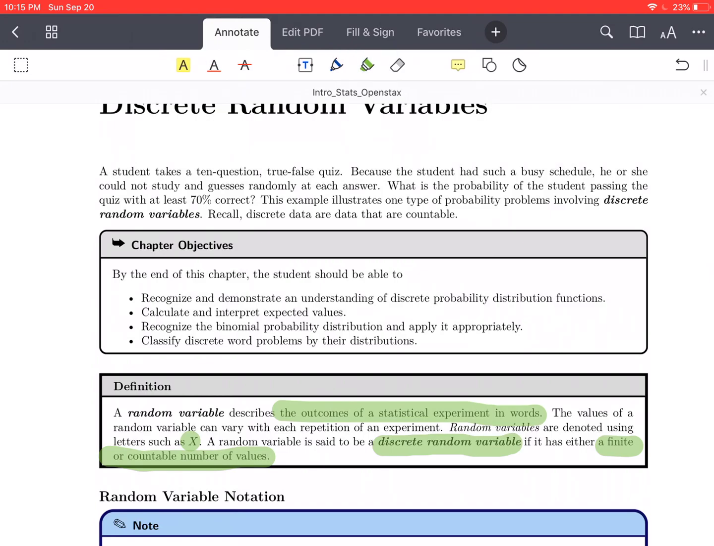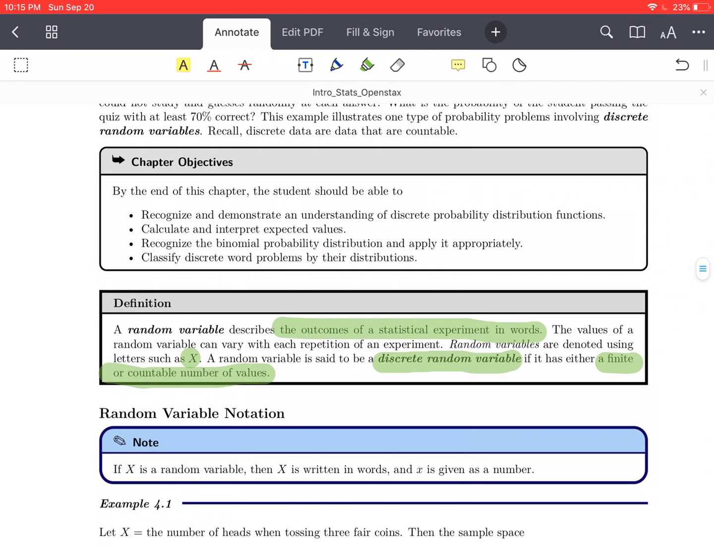As you know, if we're counting 1, 2, 3, 4, 5 times, this thing could happen. So a random variable is just describing the different possible outcomes in any type of statistical experiment. And it's said to be discrete if it can only happen a countable number of times. So notationally, if big X is a random variable, then big X is written in words and little x is given as a number. So little x tells us what the actual possible values are that could occur.